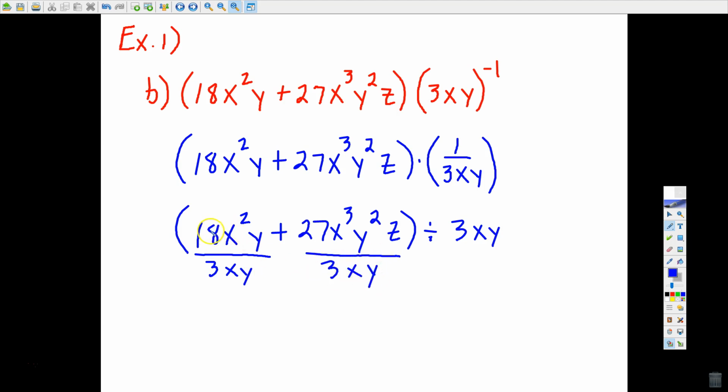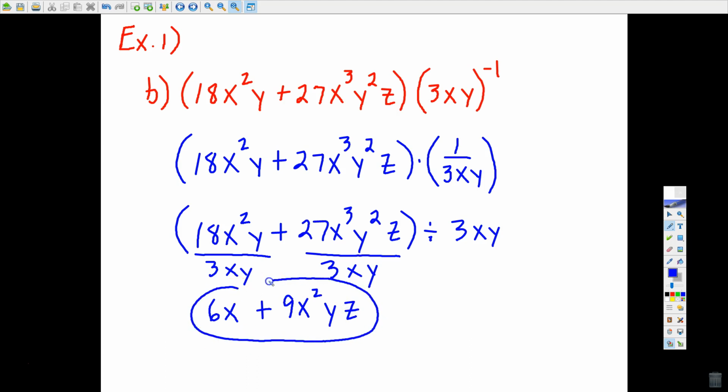And when we do, we're going to get 18 divided by 3, which is 6. X squared divided by x is x to the first. The y's would cancel. Okay, 27 divided by 3 is 9. X cubed divided by x is x squared. Y squared divided by y is y to the first. And then we have this lone z. And so that would be the answer to this division problem.